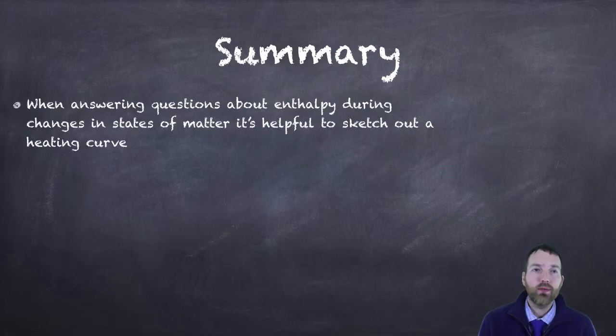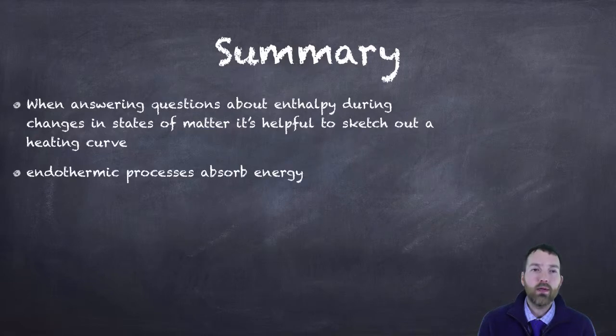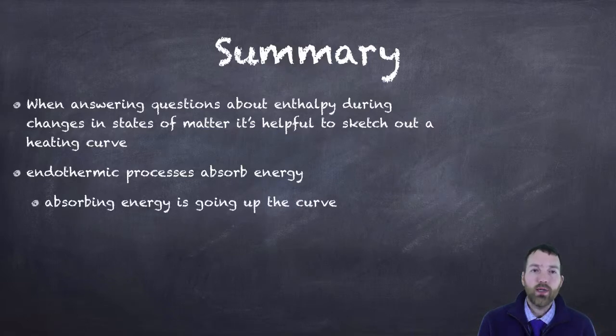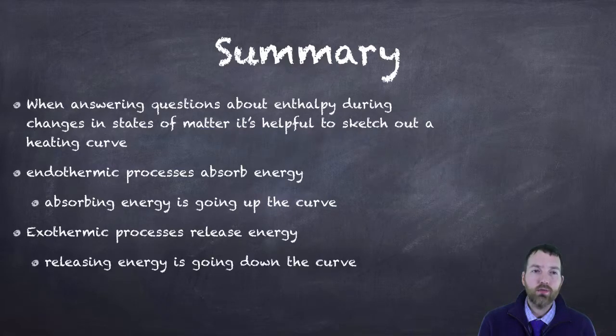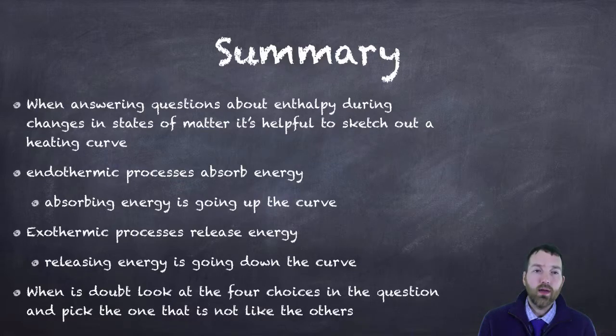So in summary here, when answering questions about enthalpy during changes in states of matter, it's often helpful to sketch out a heating curve. Remember, an endothermic process is one that absorbs energy, and absorbing energy is always going up the curve. An exothermic process is one that releases energy, so releasing energy is always going down the curve. And if you don't remember any of that, you can look at your four choices in the question and pick the one that's not like the others.